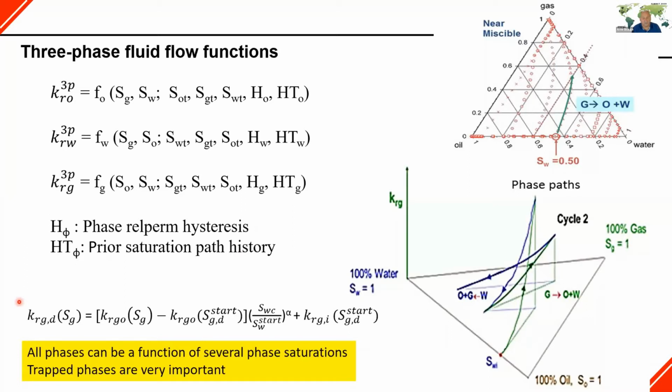It's shown here on the function at the lower part, where we see that the gas relative permeability in the drainage process here is calculated from two quantities and a constant, meaning the start of the process, the gas saturation start and the water saturation start, plus a constant, which is showing the dependency on the water saturation.